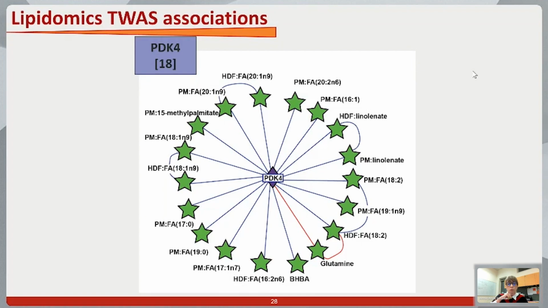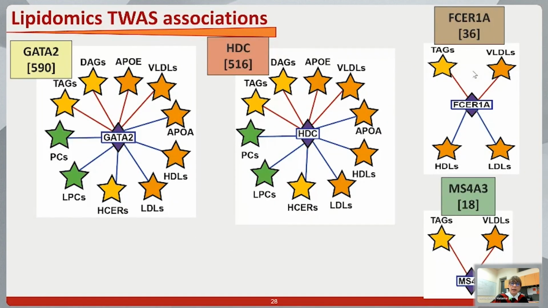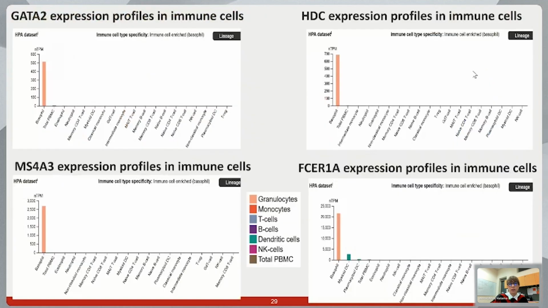glycolysis. This molecule is critical for the adaptation of cells, and the associations which we see in terms of fatty acids can be explained in that way. Further looking at the other ones, we found that they are mainly associating with triacylglycerols and VLDL for all 4, but GATA and HDC are associating with LDL, HDL, so they are showing positive associations with those, and also ApoA along with phosphatidylcholines and lysophosphatidylcholines.